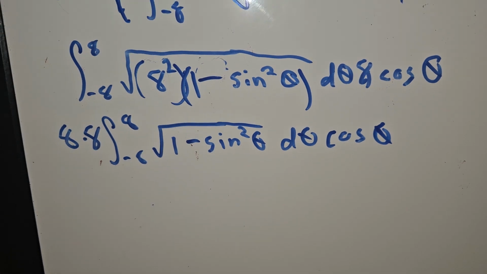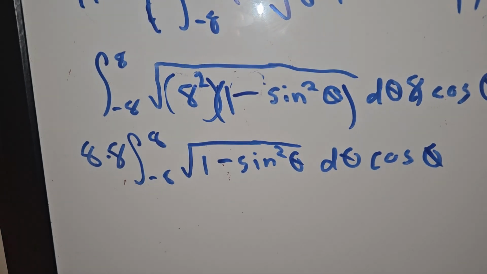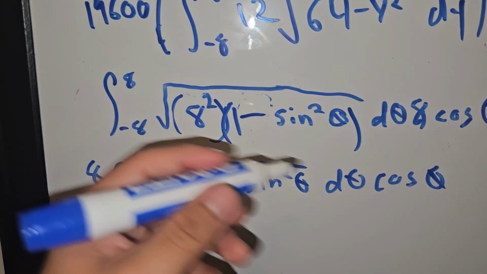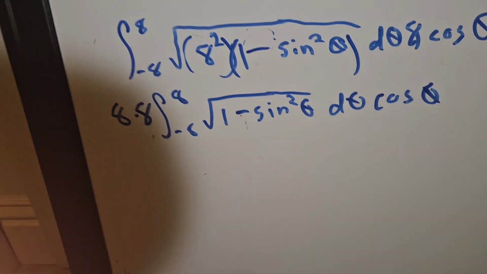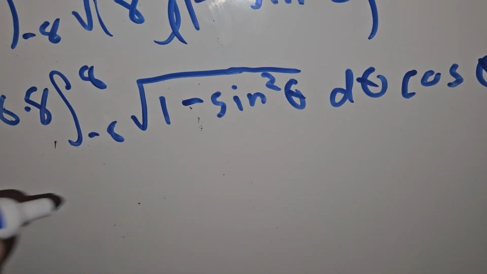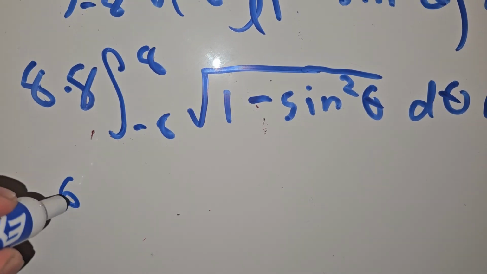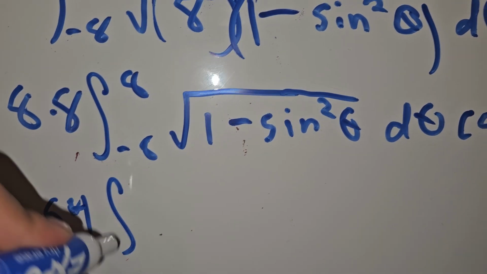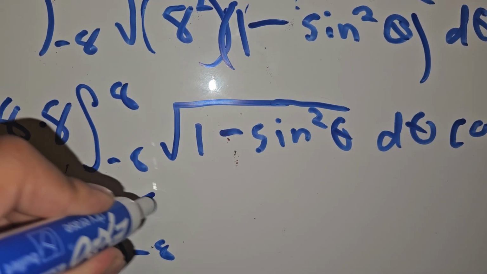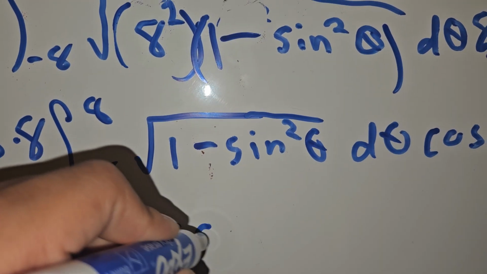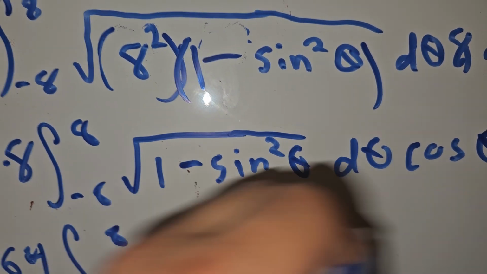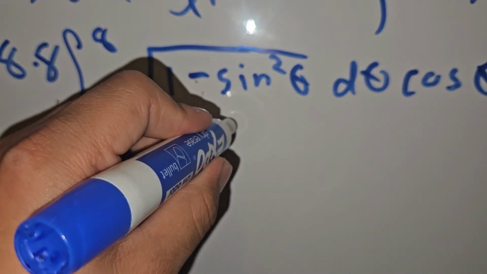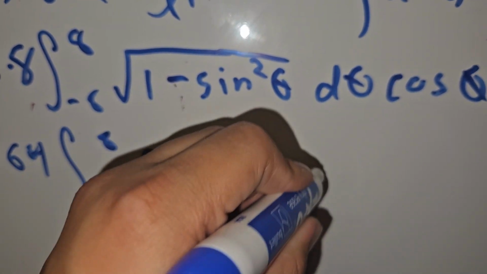Cosine theta. So now that we have that, this is going to be equal to 1 minus sine squared theta. That's cosine squared theta. The square root of cosine squared theta is just going to be cosine theta. So this is going to be 64, -8 cosine squared theta. Cosine theta times cosine theta times cosine theta is cosine squared theta d theta.